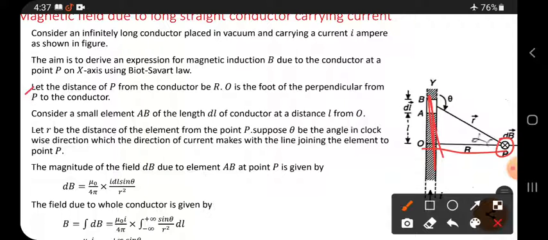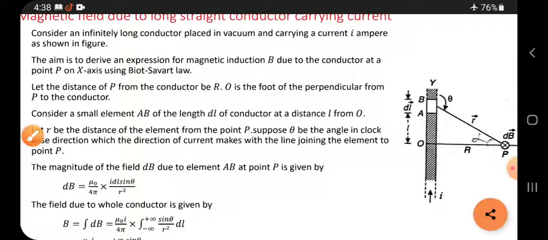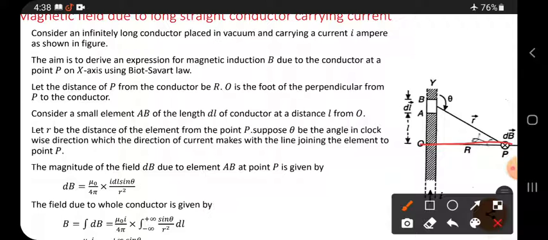Let the distance of P from the conductor be R. So it is a conductor and it is a point P. O is the foot of the perpendicular from P to the conductor. From P to here it is making exactly 90 degrees, which is why it is called the foot of the perpendicular. Now, consider a small element AB of length dl at a distance L from O.